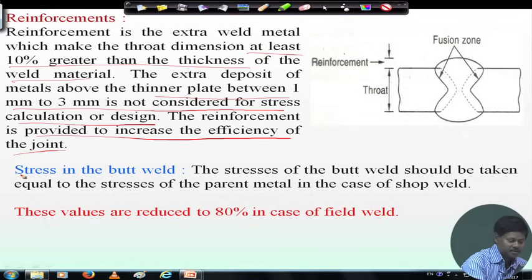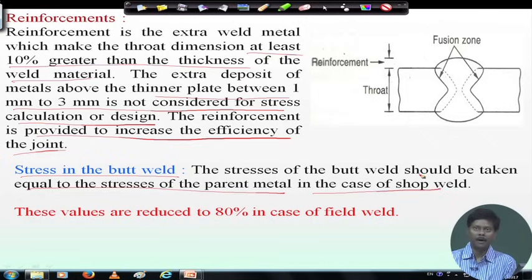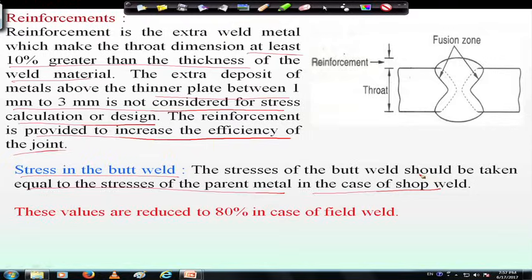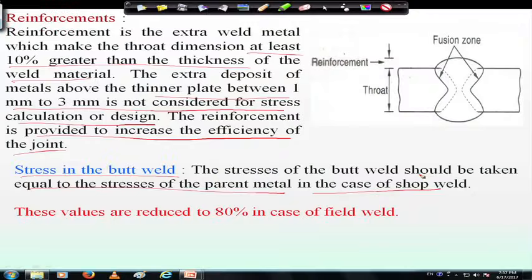And what will be the permissible stress in the butt weld? That is also defined: the stress of the butt weld should be taken equal to the stress of the parent metal in case of shop weld. So, the stress of the butt weld will be the stress of the parent metal, but the value will be reduced to 80% when it is done in the field. At the site, if we make this, then an 80% reduction has to be applied.